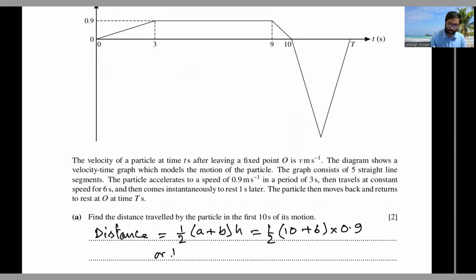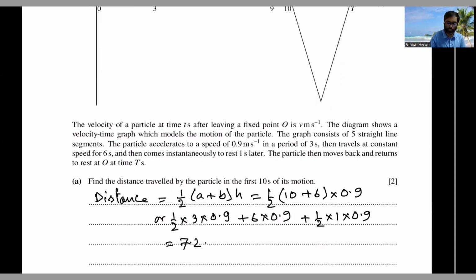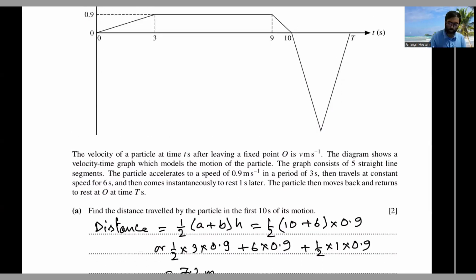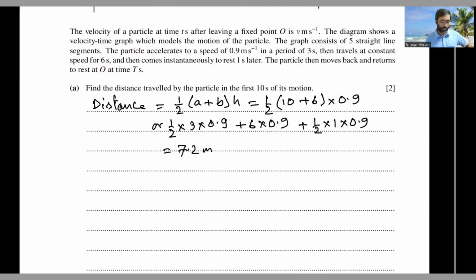Or half into 3 into 0.9 plus 6 into 0.9 plus 0.1 into 0.9. Either way, the answer will be the same, that is 7.2 meters. Okay, that's 7.2 meters. Now, let's move on to the next part.